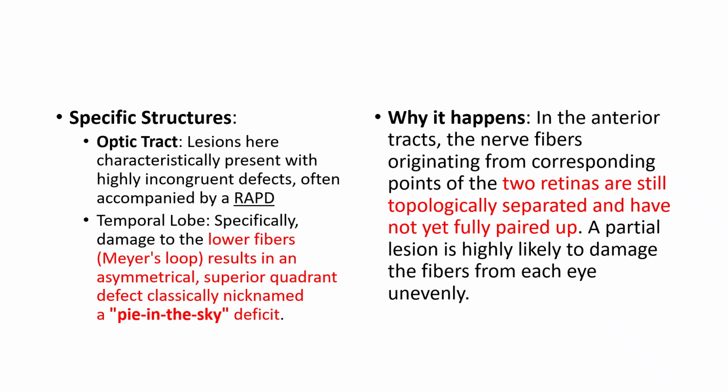Why does it happen? In the anterior tracts, the nerve fibers originating from corresponding points of the two retinas are still topologically separated and have not yet fully paired up. A partial lesion is highly likely to damage the fibers from each eye unevenly, hence incongruency.